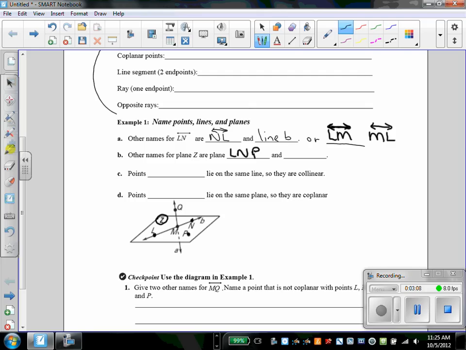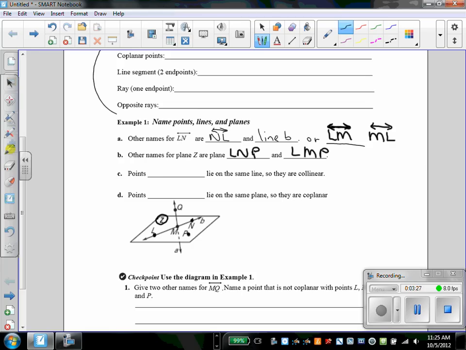And then we could also pick 3 other points. For instance, L, M, and P. You could change the order of those. You can say MPL and whatnot, but all those 3 points refer to creating a plane.